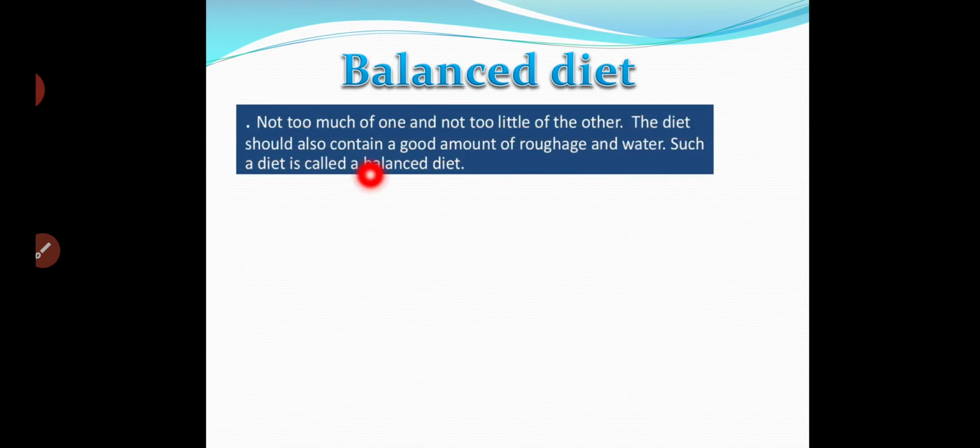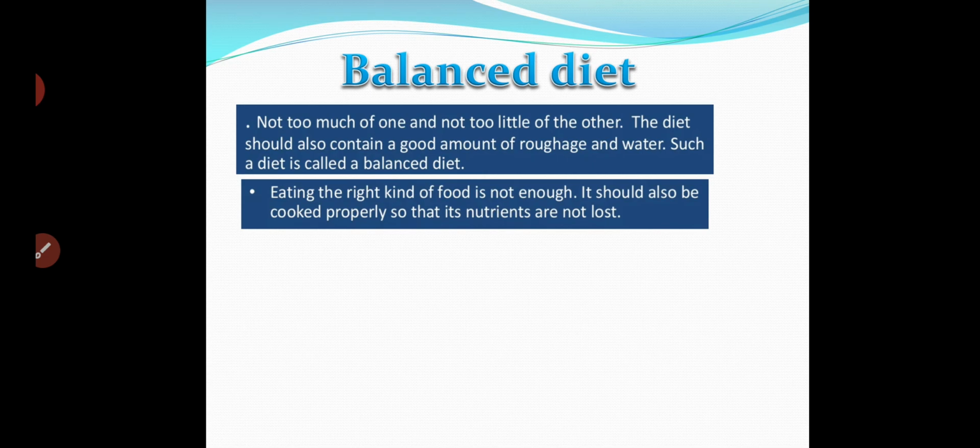See, not too much of one and not too little of the other. The diet should also contain a good amount of roughage and water. Such a diet is called a balanced diet. So, you are not supposed to eat only food, you have to drink enough water and also consume roughage.